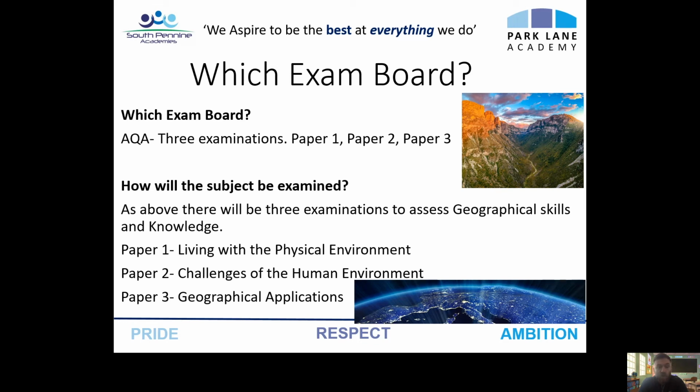Paper 2 is your Challenges of the Human Environment. That looks at urban issues, the changing economic world and resource management. And then paper 3, you've got your Geographical Applications, which includes your unseen data and geographical skills element.